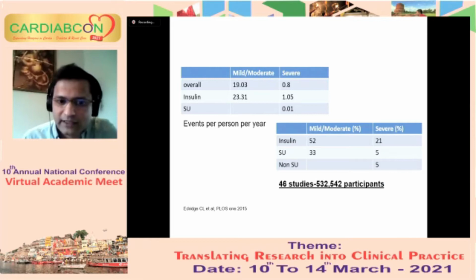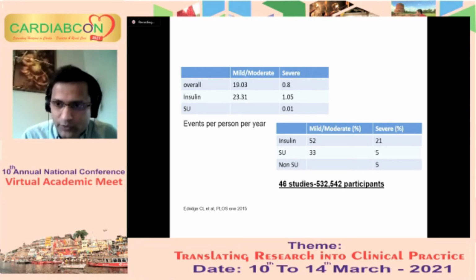This is a second analysis, a very beautiful one. Again, they looked at nearly 500,000 patients, 46 studies. And again, the feature was quite striking. They noticed hypoglycemia in 21%, which was severe hypoglycemia.